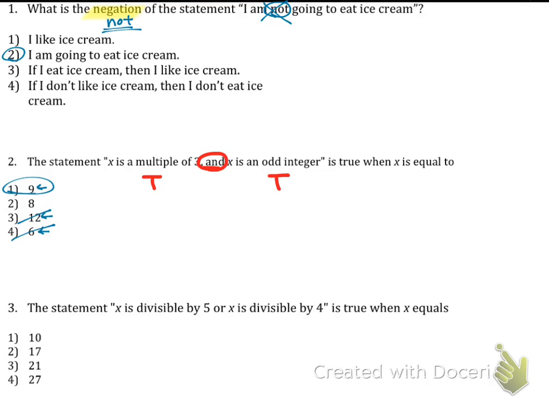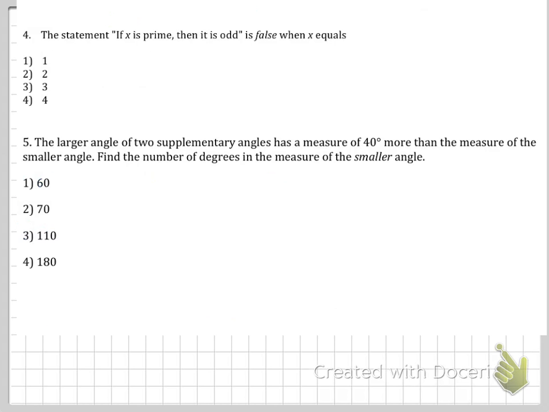The statement x is divisible by 5. Notice the word or here. The word or means as long as one of them is true, then it is okay. So, is there anything that's divisible by 5? Oh, wait a minute. That's the only number. And that seems to be the answer, because none of them are divisible by 4 anyway. So, there it goes. Those are our first 3 questions.